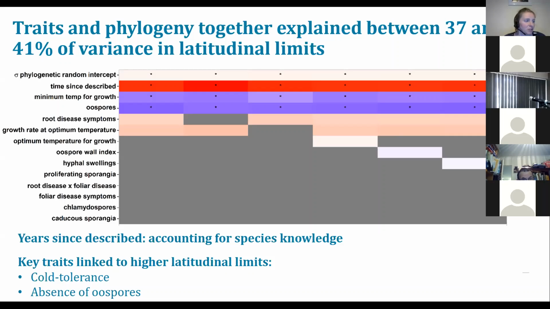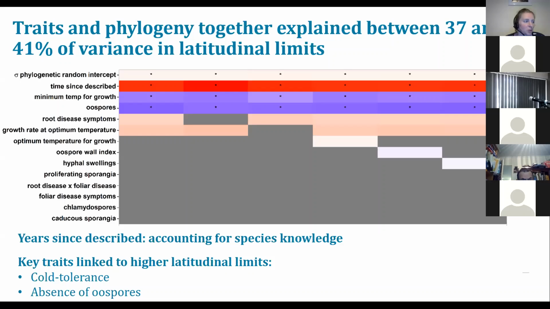And then the absence of oospores was also a good predictor of which species were reported at higher latitudes. This is a characteristic of many clade 6 species found in streams and waterways. And in the studies in Sweden, waterborne species were less sensitive to the temperature gradients than soil-borne species.